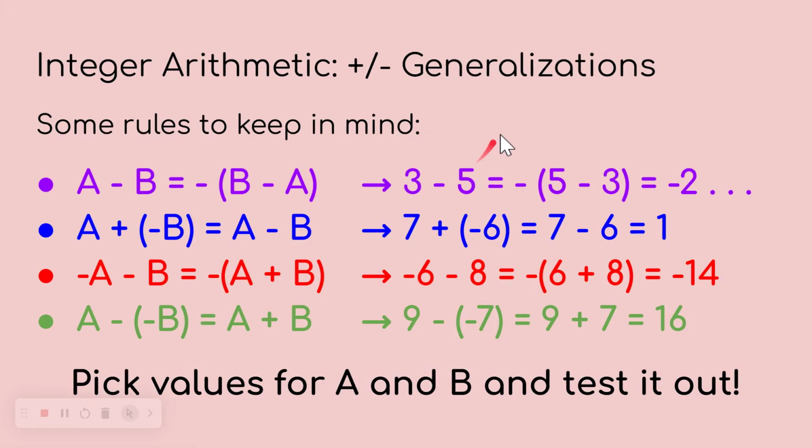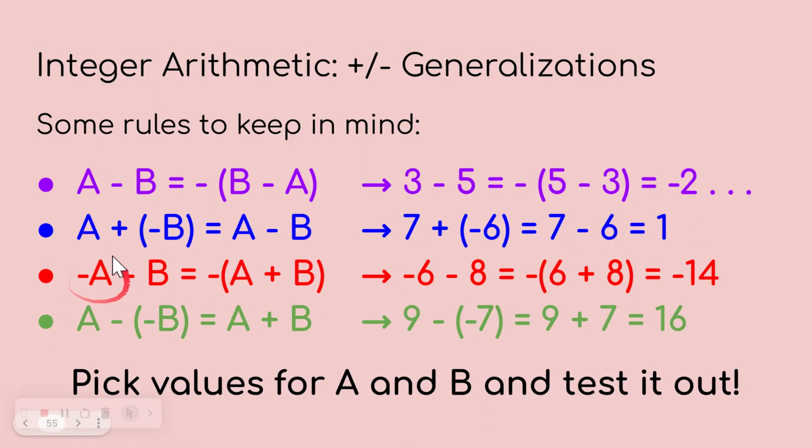So 3 minus 5 is the same as negative 5 minus 3, or just negative 2. If you add a negative number to a positive, that's the same as just subtracting that negative from the positive. So if I have 7 plus negative 6, that's the same as 7 minus 6, or just 1.